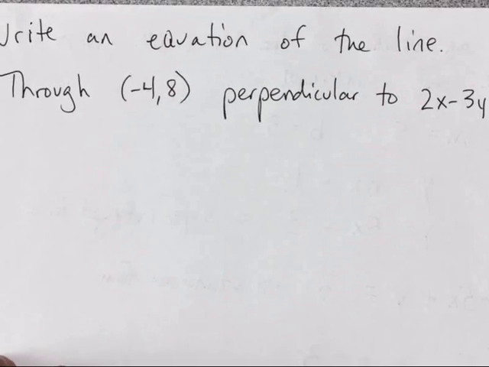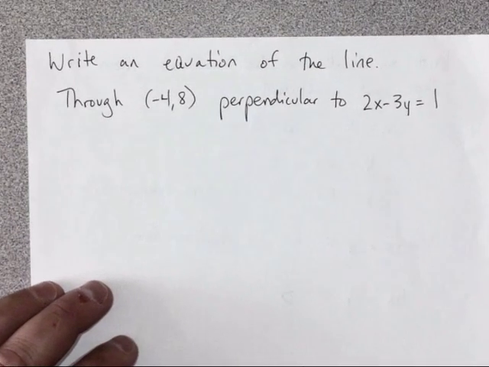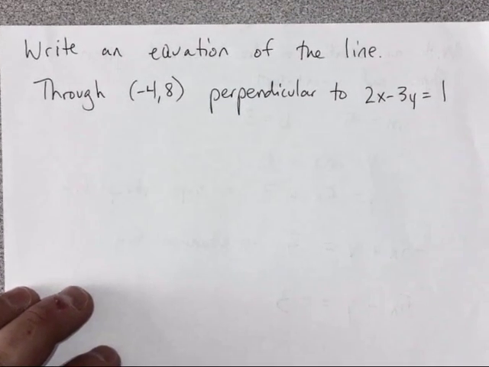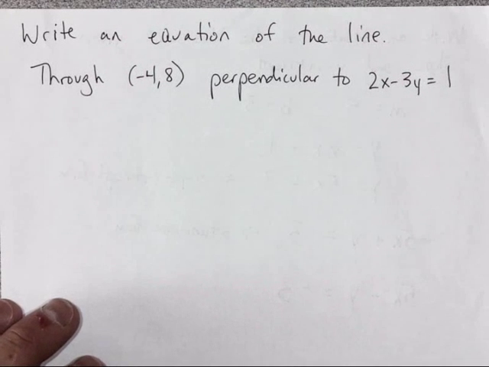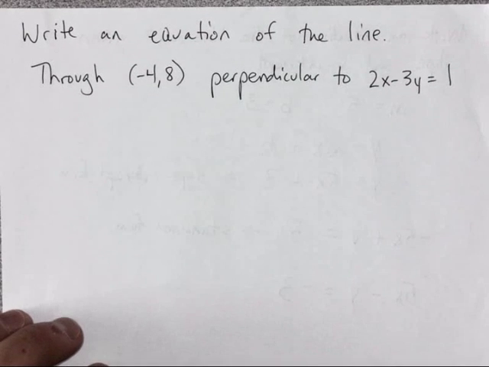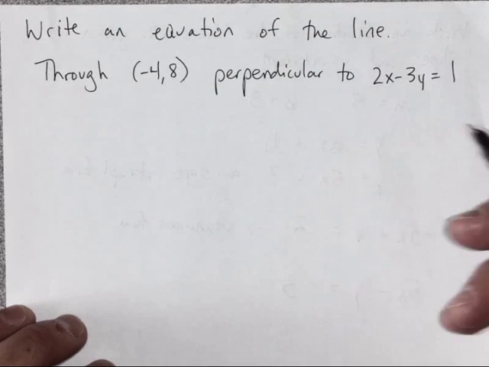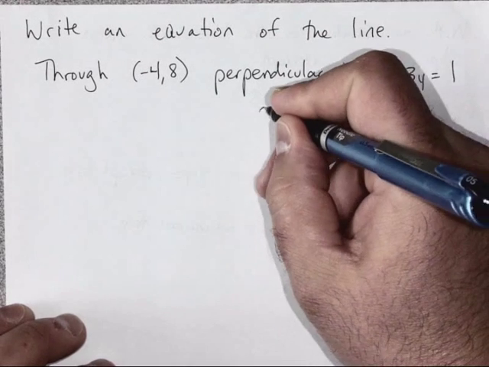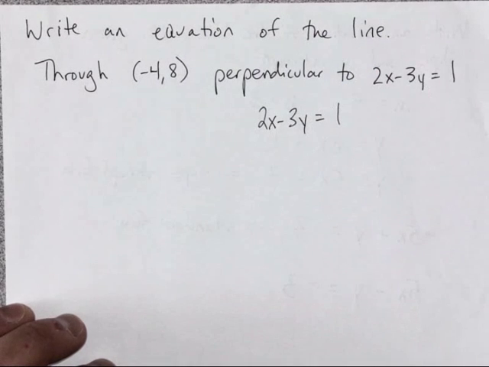Another type of equation that you'll see here in this section is basically the same type of problem, but with perpendicular lines. So write an equation of a line going through -4, 8 that's perpendicular to 2x minus 3y equals 1. So one thing that we want to determine once again is the slope, and notice this is not in slope-intercept form. So first thing that I want to do is actually solve that for y.